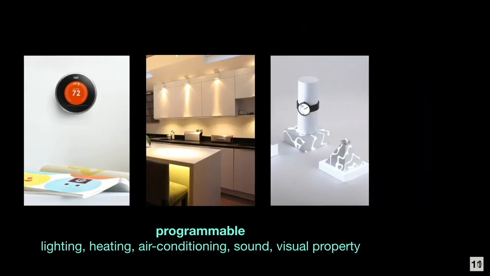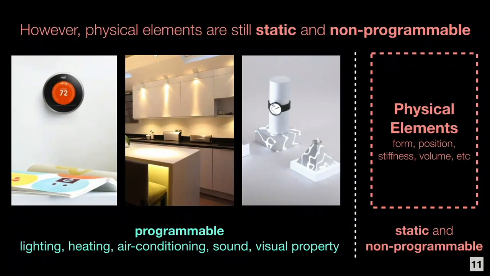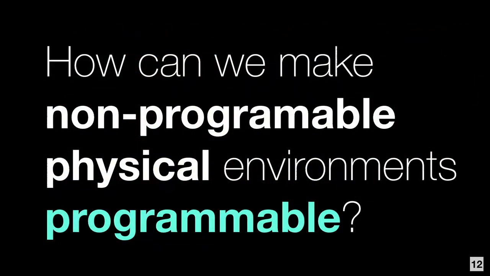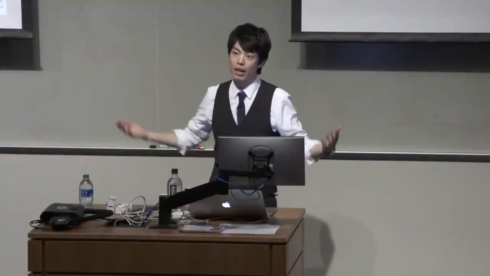However, the physical elements of our living environment are still static and non-programmable, because in contrast to computationally controlling lighting or air conditioning, controlling the physical properties of these elements is still difficult. So again, my research question is how we can make non-programmable physical environments more programmable, and how we can computationally control the physical elements of our living environments in a more dynamic, interactive, and programmable way.